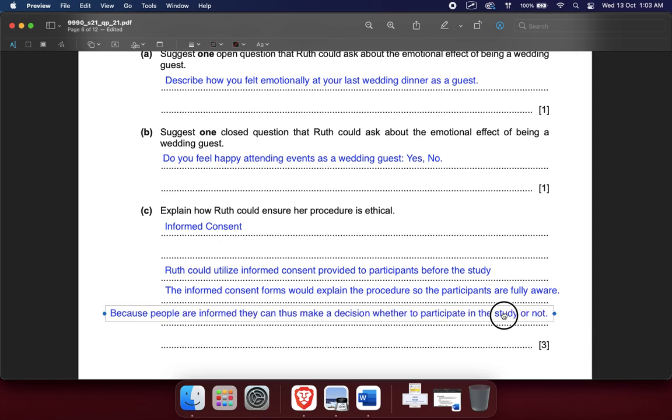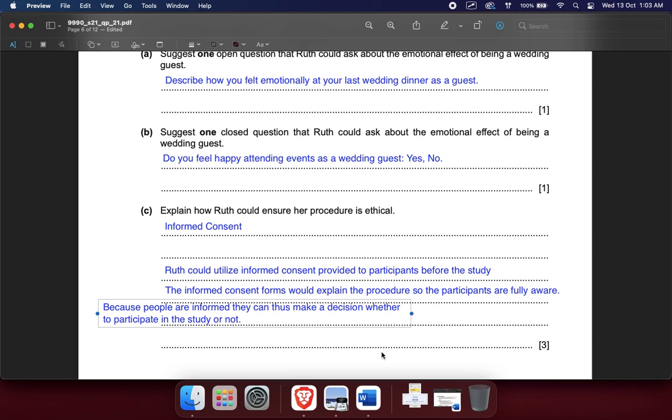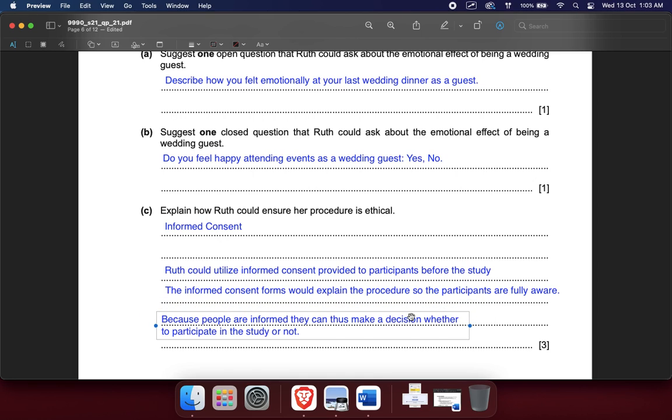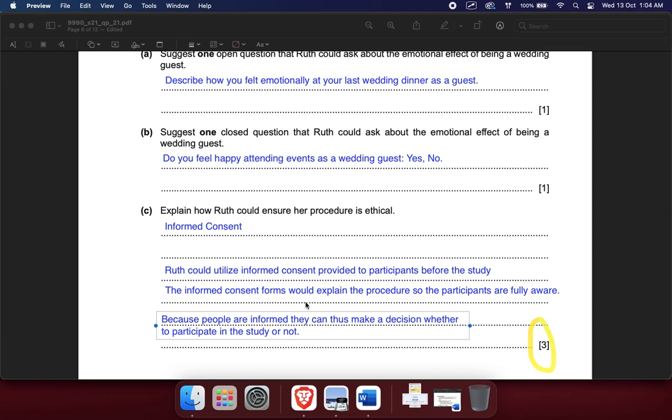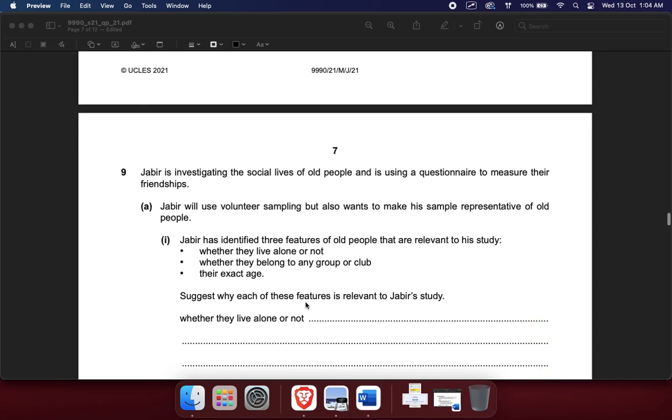Right, so that's the whole purpose of informed consent, is that you want to tell people, hey, this is my study, this is what I'm doing, do you agree to participate? And the answer is usually almost always yes. Some people might disagree depending on the study, but generally speaking, you ensure ethics by utilizing informed consent. What do the consent forms do, and why is it important, so that people can make an informed decision, right? So then 3 distinct points, 3 marks, easy, right? Move on.